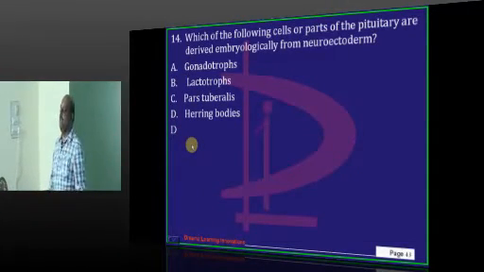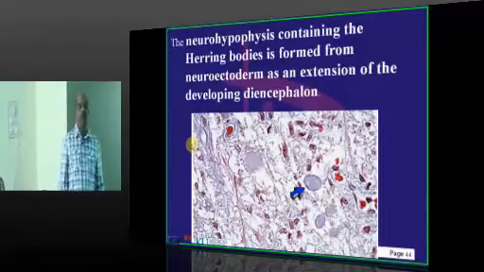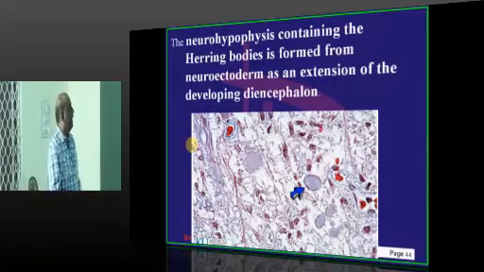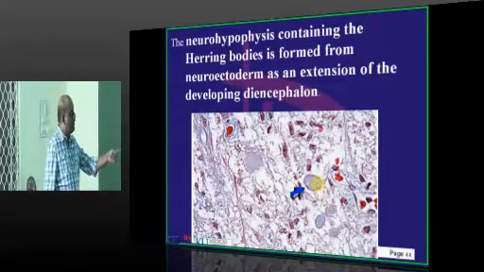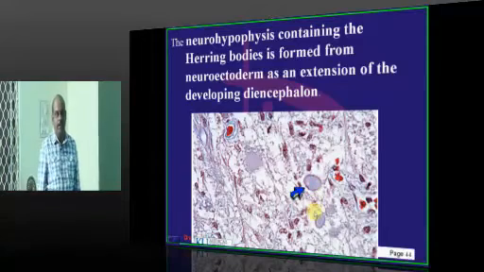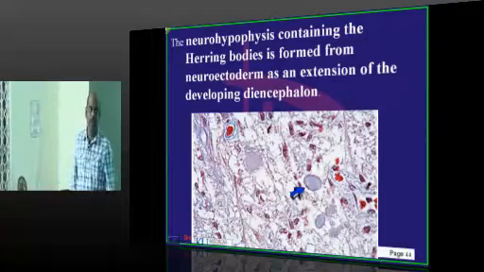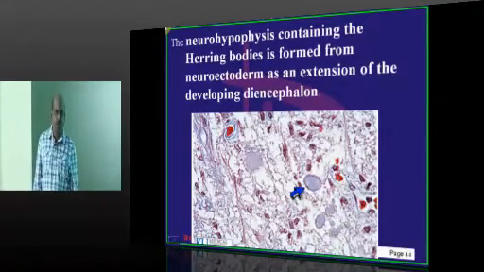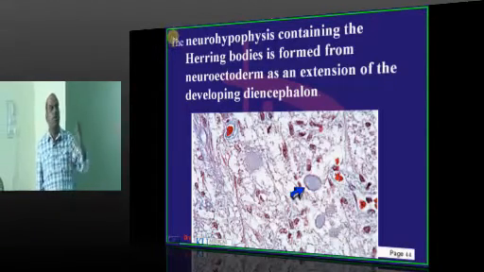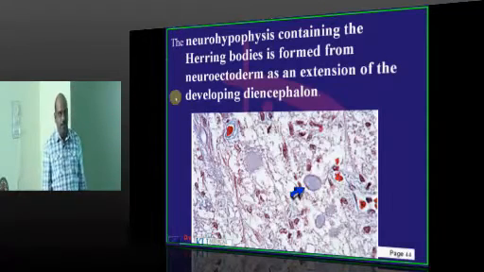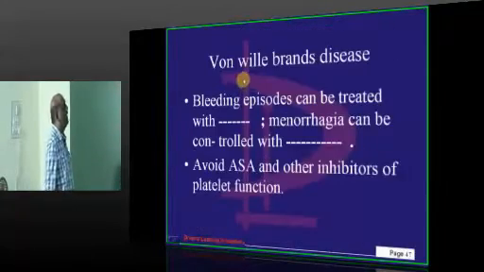Where are the Herring's bodies? It is an important question. Typically, the neurohypophysis contains the Herring bodies, which are formed from the neuroectoderm as an extension of the developing diencephalon when the posterior pituitary forms. Do you know the difference between anterior pituitary and posterior pituitary? Posterior pituitary does not produce anything, it only stores the ADH and oxytocin, which are originally produced by the hypothalamus. That's the reason these Herring's bodies are basically derivatives of the neurohypophysis, is what needs to be understood.